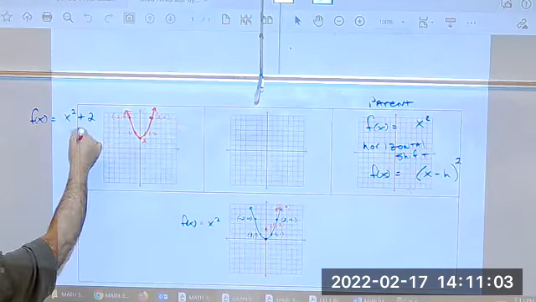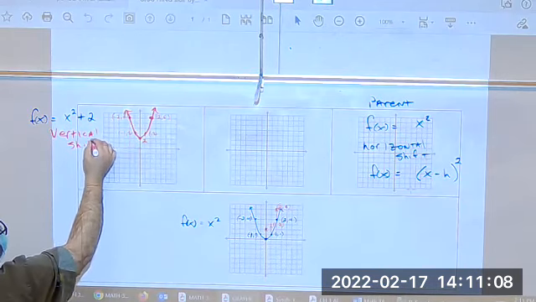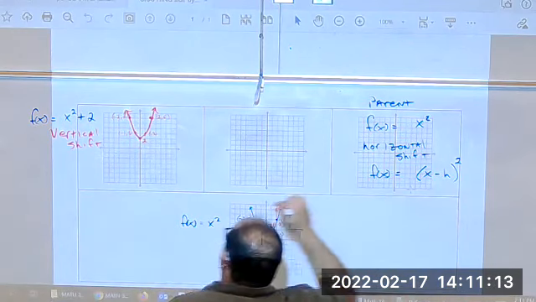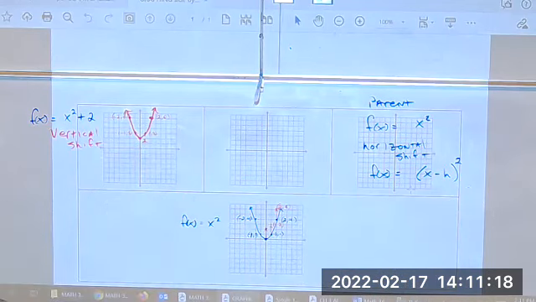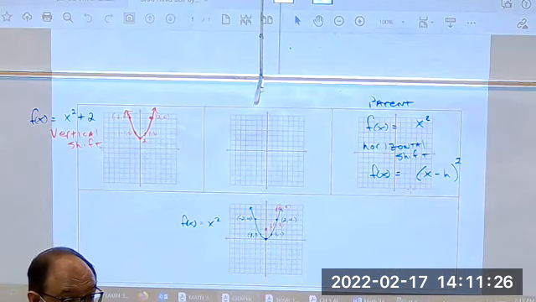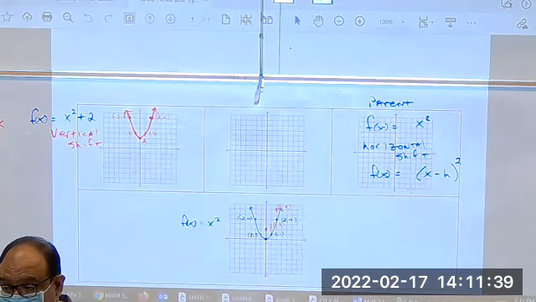So this is my vertical shift. H is the horizontal shift because it moves it left and right. This too is a vertical shift because it's moving the graph up and down. Is it changing the shape of the graph? No. Still a parabola. Is it changing how wide it is or how narrow it is? No. Okay. So after the square is a plus k. It's a plus k.